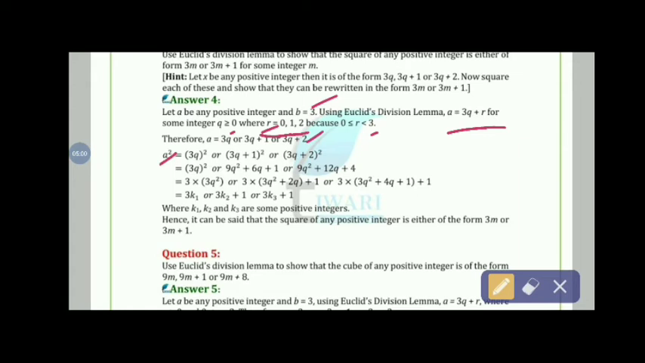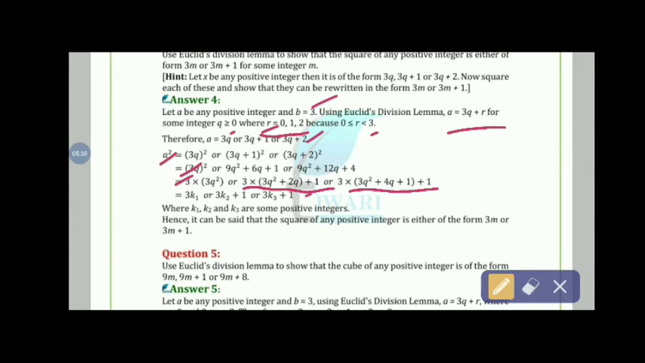So a square means (3q) square, or (3q plus 1) whole square, or (3q plus 2) whole square. So this will become 9q square, 9q square plus 6q plus 1, 9q square plus 12q plus 4. Here we can write it as 3 into 3q square, or taking 3 as common, 3 into (3q square plus 2q) plus 1, or 3 into (3q square plus 4q plus 1) plus 1. So now we have 3k1 or 3k2 plus 1 or 3k3 plus 1.